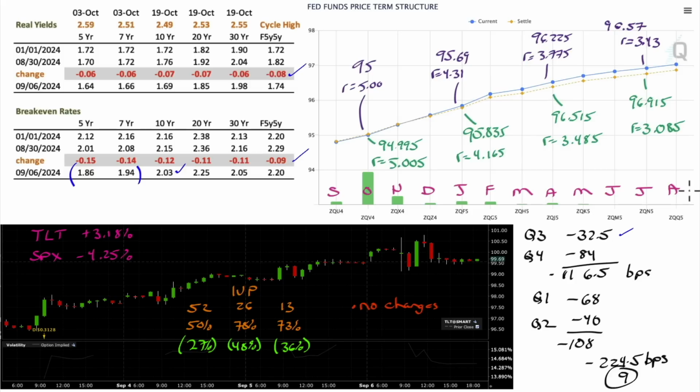Q3 pricing in 32.5. Q4 84. So 116 basis points into the end of the year. So now we're at about 4.5 cuts for the year. For the next meeting, we get the summary of economic projections. So we're going to get a dot plot. And I can guarantee you this dot plot will not validate the market. Q1, another 68. Q2, another 40. So another 108 basis points in the first 2 quarters. So over the next 1 year, market is pricing in almost 225 basis points of cuts. 9 cuts over the next year.